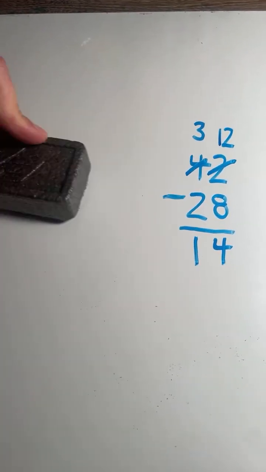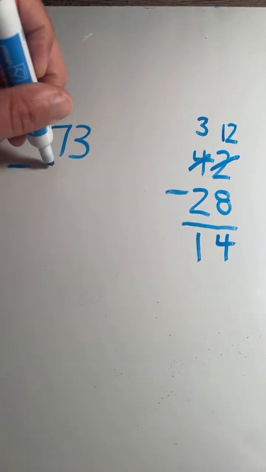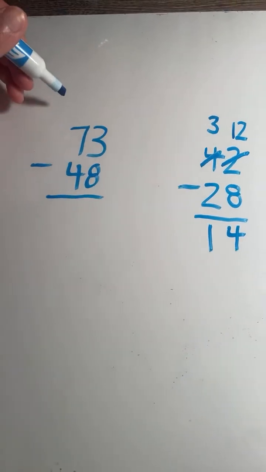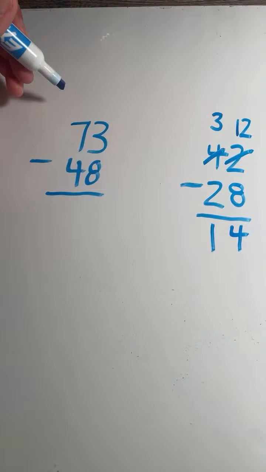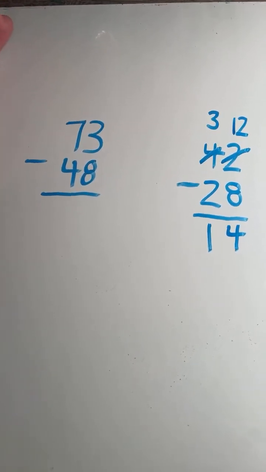All right, we will end it with a regrouping problem. Maybe I shouldn't have given that away, but I did. Okay, 73 minus 48. So checking if regrouping is needed. Obviously it is, and you knew that it was because I said we would end with a regrouping problem.